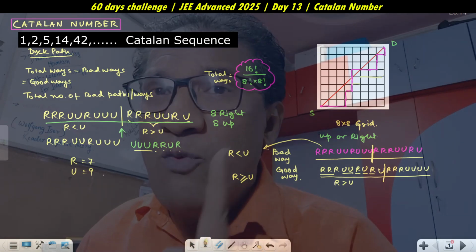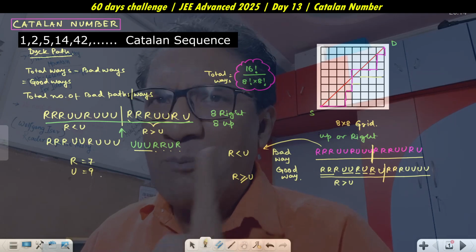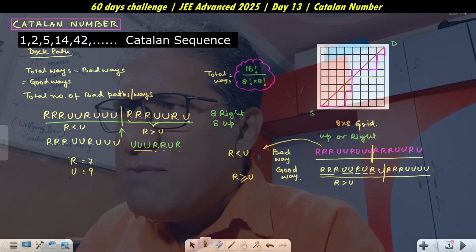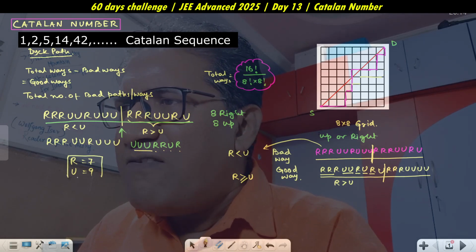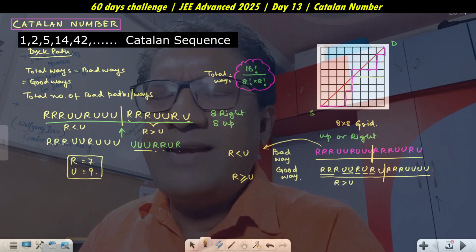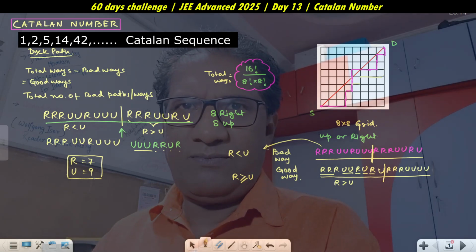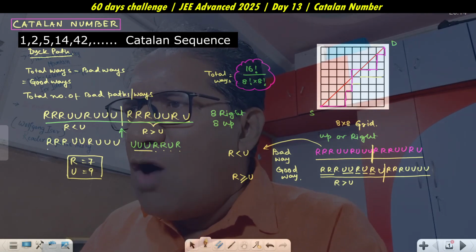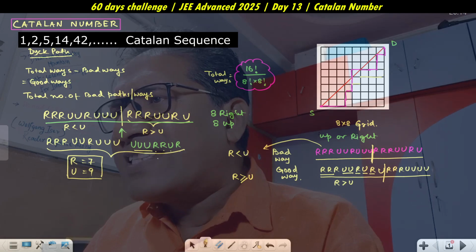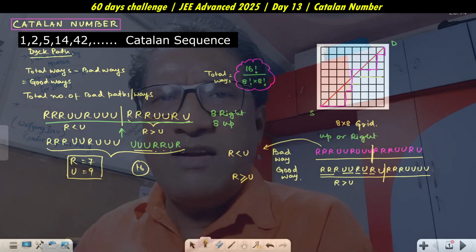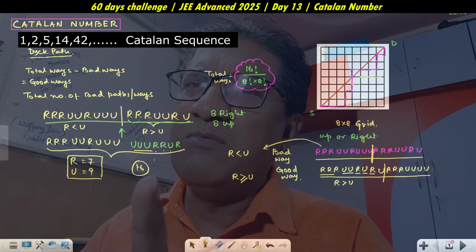This is a wrong way. Are you getting the point or not? Every time you will get 7 right movements and 9 up movements for every wrong path. You see, now we are actually having our 16 movements. Total, there are 16 movements. Here also there are 16 movements.